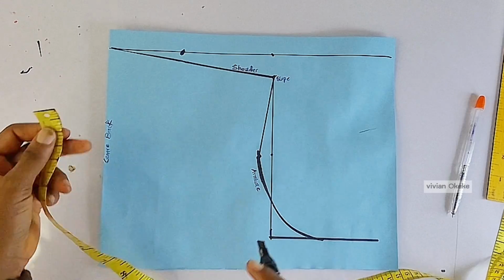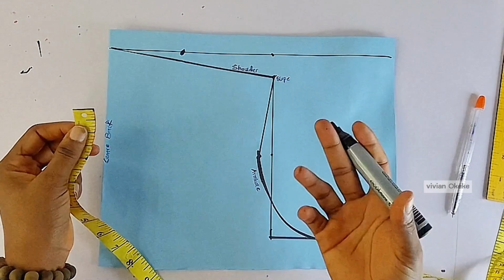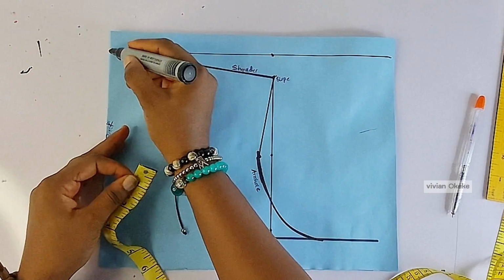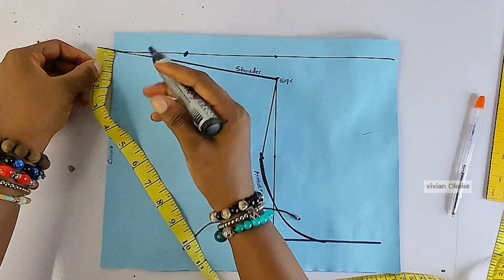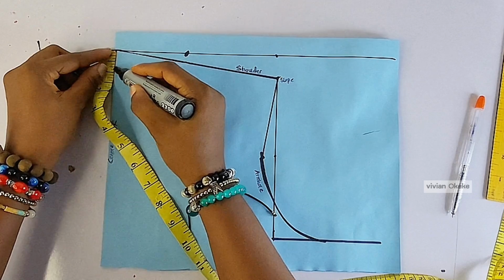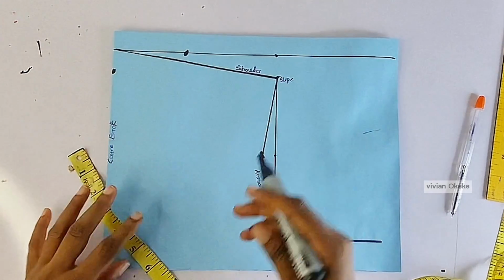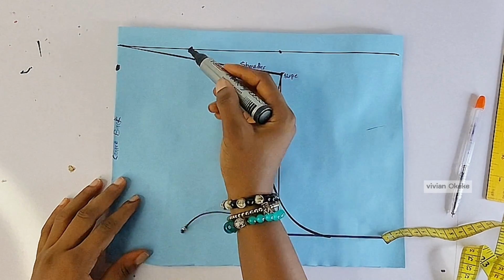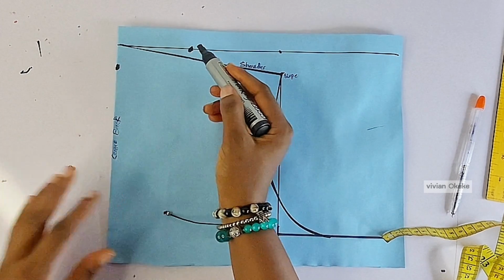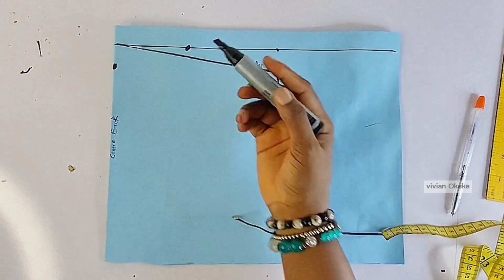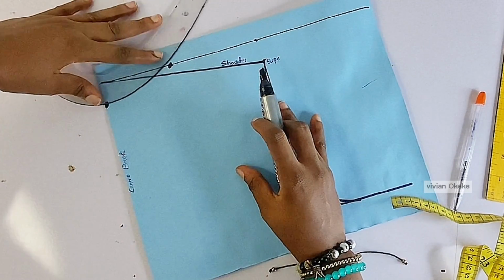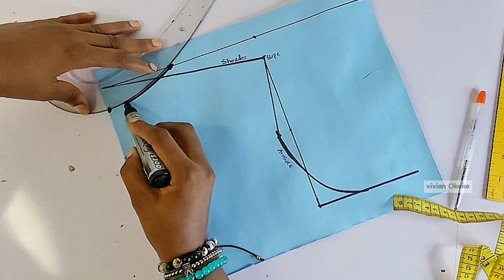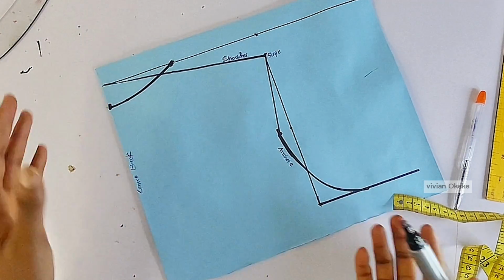Now, for the neck depth, I said I always use 0.75 or 1 inch. For the purpose of this illustration, I'll be using 1 inch. So from this point here, where you have the center back, I'll mark my 1 inch down. And then I'll use my curve ruler to connect this neck depth here. This is the neck depth, this is the neck width. I'll connect the neck depth to the neck width with my curve ruler. Okay, so this is the back neckline, obviously.